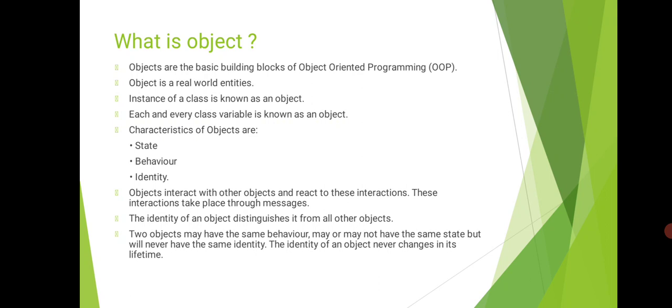Okay, the identity of an object distinguishes it from all other objects. Here identity of an object means, for example, a person having a unique identity, for example an Aadhar number. So through that Aadhar number we can fetch the details of a particular person, his name, his age and his address, everything. Similarly, each object has its own identity, which distinguishes it from the other objects.